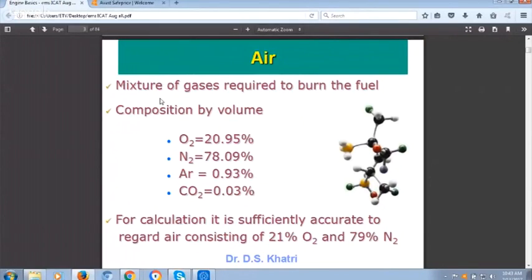Now, when you calculate that, you can just see the composition by volume of the air is 20.95% oxygen, but you treat it as 21% also, absolutely no problem. And nitrogen is around 78%, the rest are some inert gases, so that can be ignored, right?